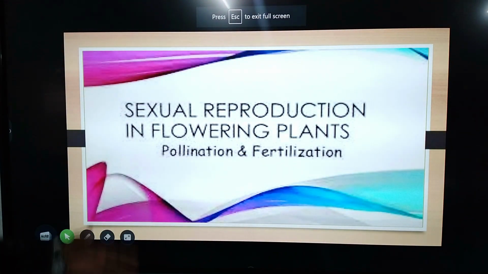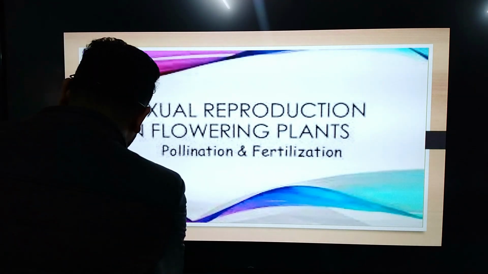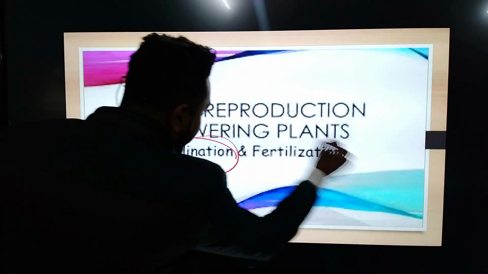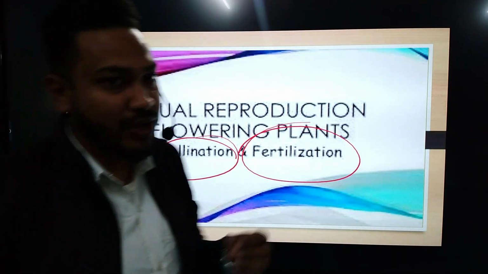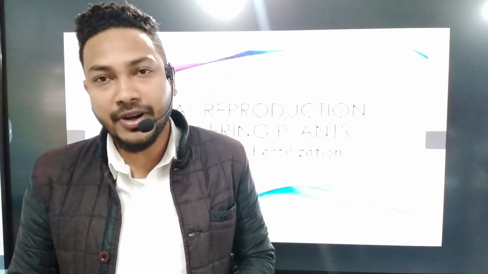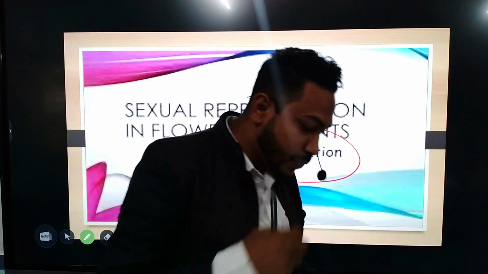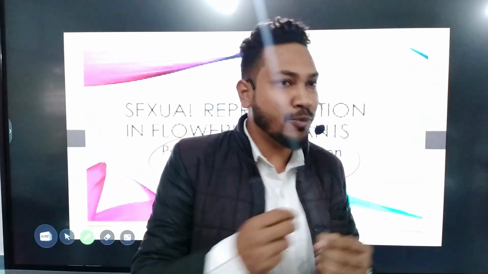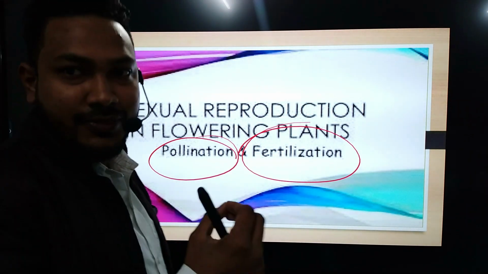So today we are going to deal with the chapter sexual reproductions in flowering plants. Here we are going to discuss pollinations and fertilizations, both these things. What does pollination mean? Pollination means the pollen grains whenever they come and touch the stigma, at that time pollination occurs. And fertilization occurs whenever the stigma and the pollen grains get attached. So how does fertilization occur? With the help of the pollen tube.